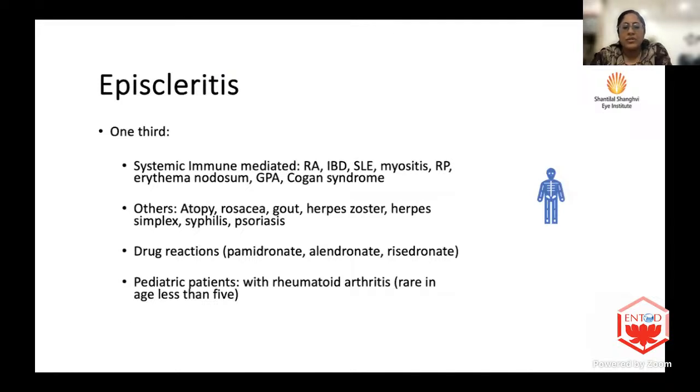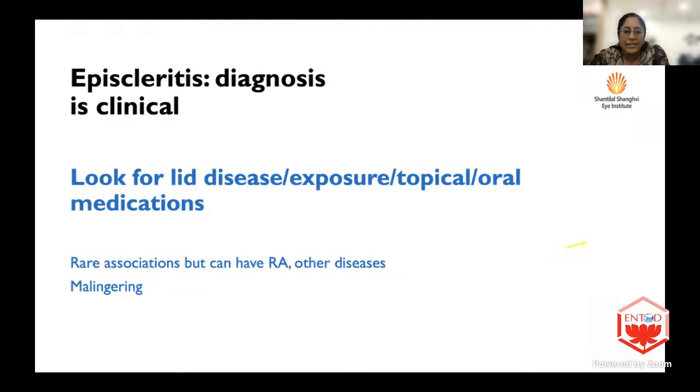So, as I said, some of these patients can have some systemic association, but this list actually shows that a lot are local conditions or drug reactions. So these are some of the reasons for having episcleritis. It's extremely rare in pediatric patients, except for some cases which have rheumatoid arthritis. So it's very rare in a young patient to have episcleritis. In those patients, I would rather think of ruling out blepharitis or something like that.